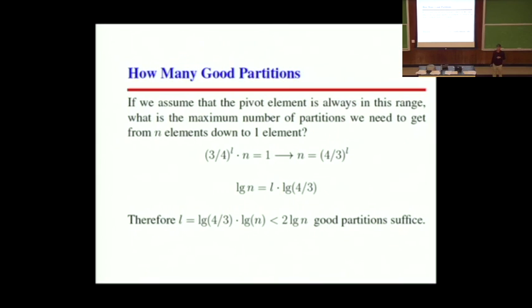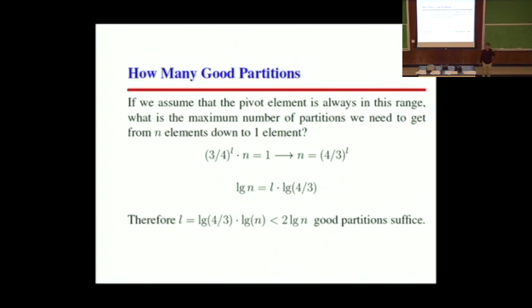Okay? And again, the point is, what is the height that I would need if I always divided it by 3/4? Then the height here is going to be log N times a constant. Okay? And so the height of this thing, the number of good enough partitions that I need, is order log n, to drive that big piece down.